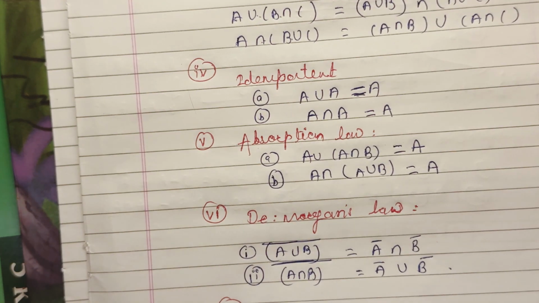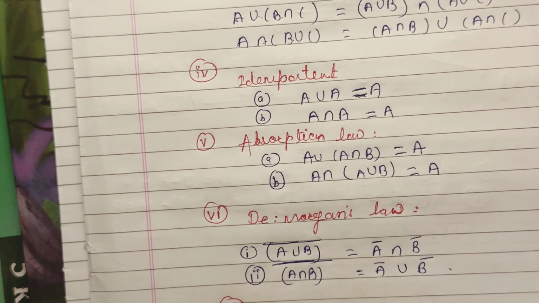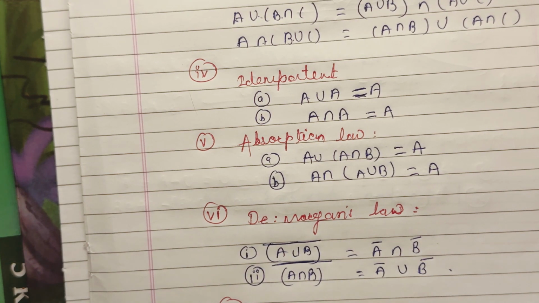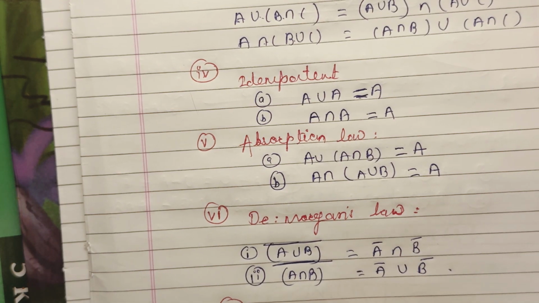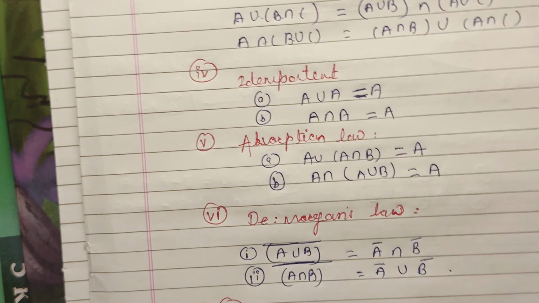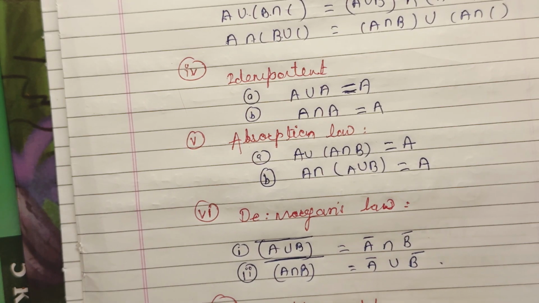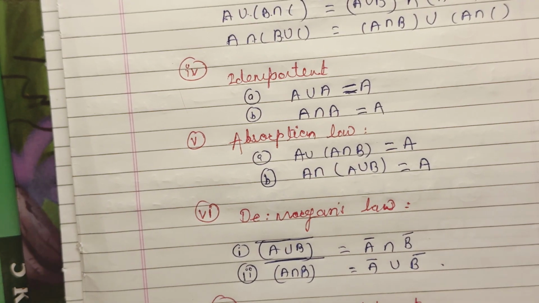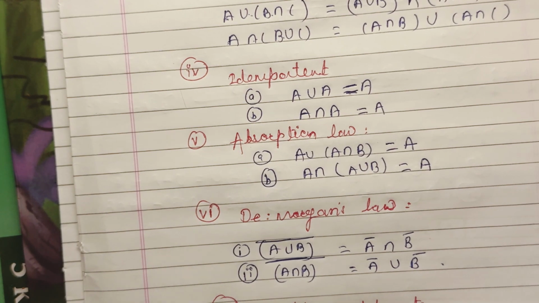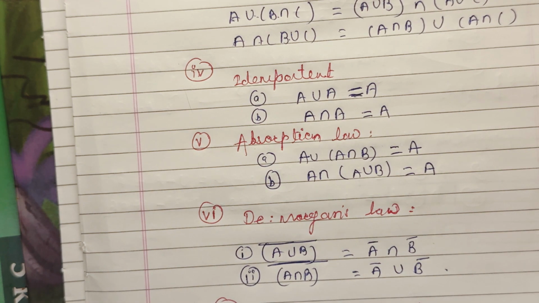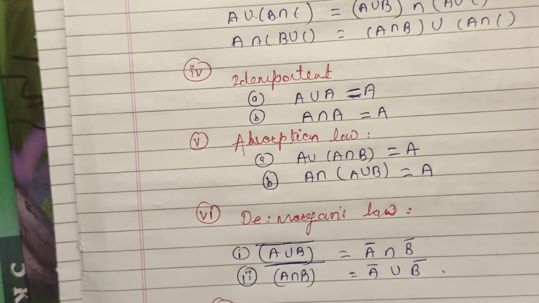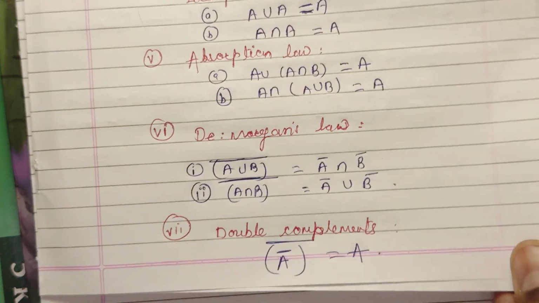Seventh, the double complement law. We already know that the complement of A complement, that means the complement of the entire complement, is the set A only. This one is the double complement law.